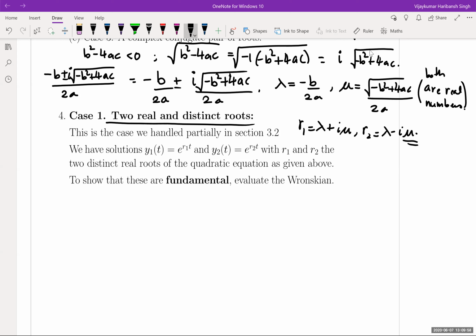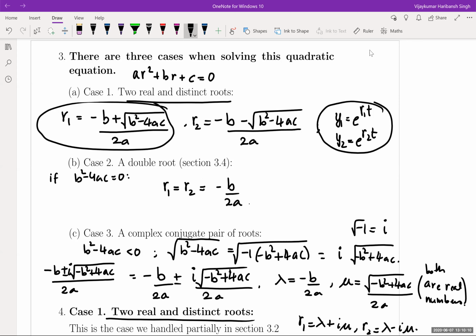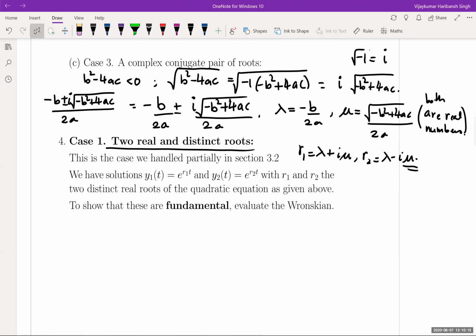So let's see, we have solutions y1 equals e to the power r1t and y2 equals e to the power r2t, and r1 and r2 are two distinct roots of the quadratic equation. Which quadratic equation? a r squared plus b r plus c equals 0. Now, is this set of solutions fundamental?